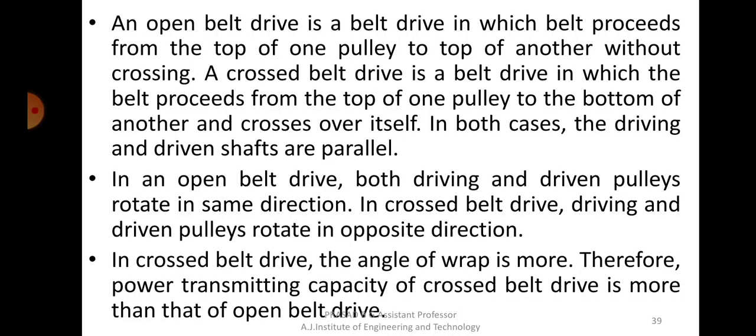If you can realize this in the case of the derivation, in one case it was the arc you have considered, BC, and on the other side it is DE. So if you see, in the case of open belt drive, it was pi by 2 plus phi, but on the other side of the driven pulley it is pi by 2 minus phi. But in case of cross belt drive, it is pi by 2 plus phi and pi by 2 plus phi on both sides. That means angle of wrap is more in case of cross belt drive. Therefore, the power transmitting capacity of the cross belt drive is more than that of open belt drive. So cross belt drive can transmit more power when compared with open belt drive.